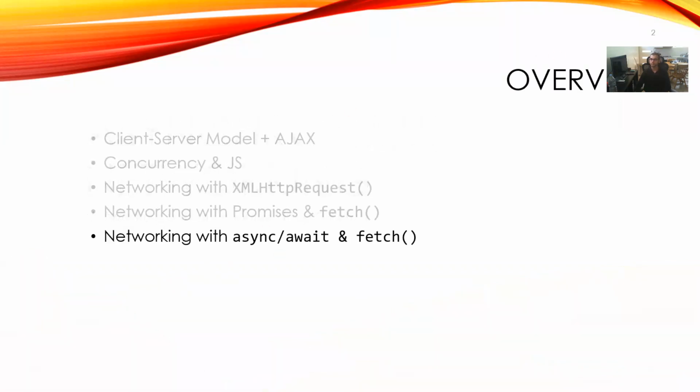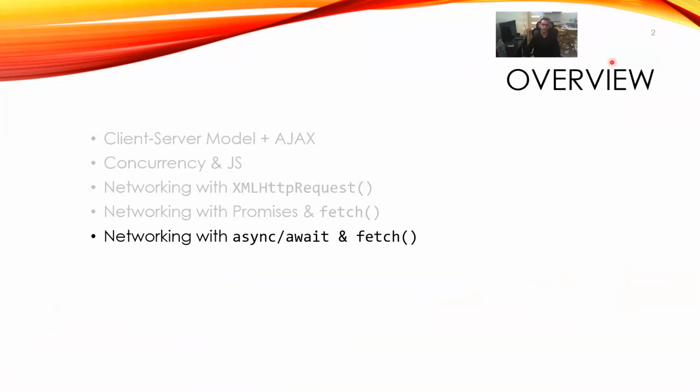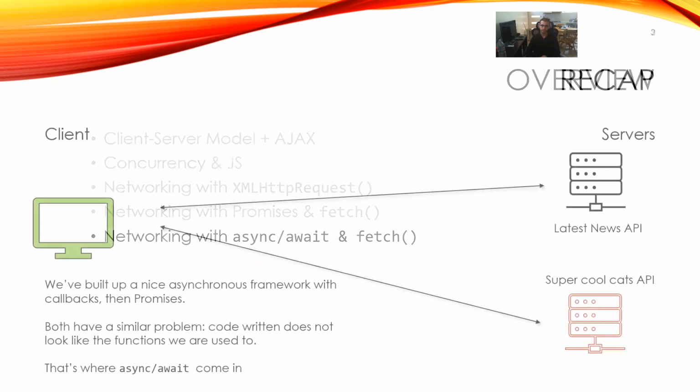So our roadmap: we started off talking about the client-server model in Ajax. Then we moved on to concurrency with JavaScript. Then we looked at XML HTTP requests. And last time we looked at promises. But now, finally, we're going to be looking at async and await with fetch.